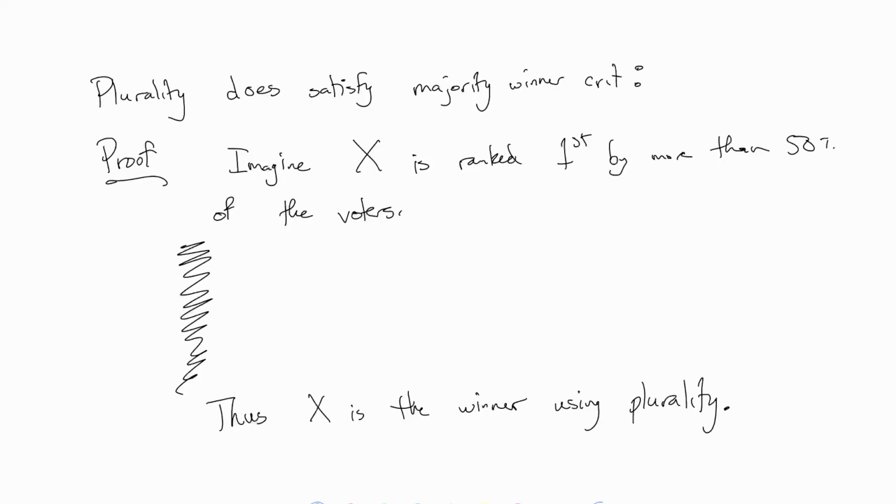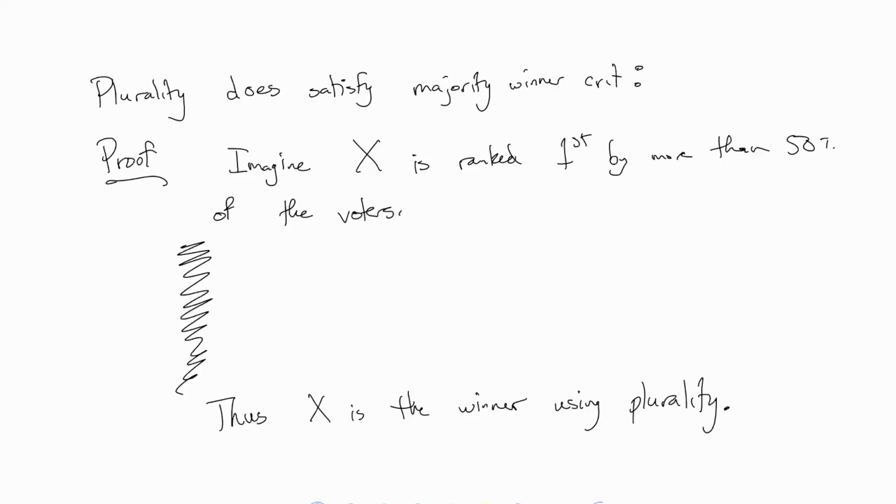Yeah, right. She said, if they're ranked first by more than 50% of the voters, it's not possible for anybody else to have more first place rankings than that, because if you get more than 50%, then nobody else can get more than 50%. So you've got to say something like that in the middle here.